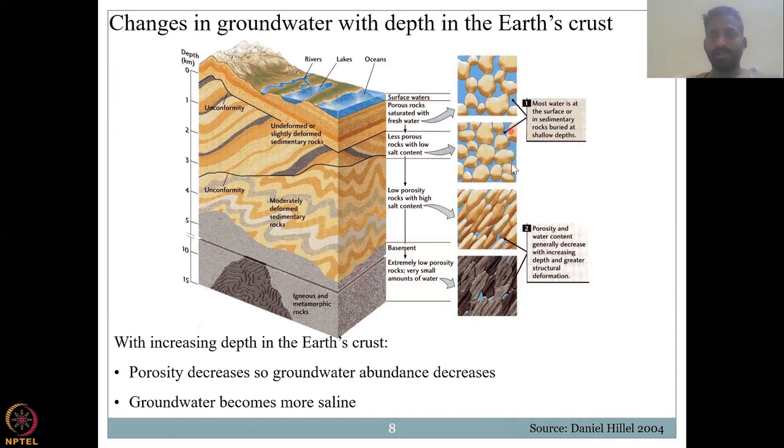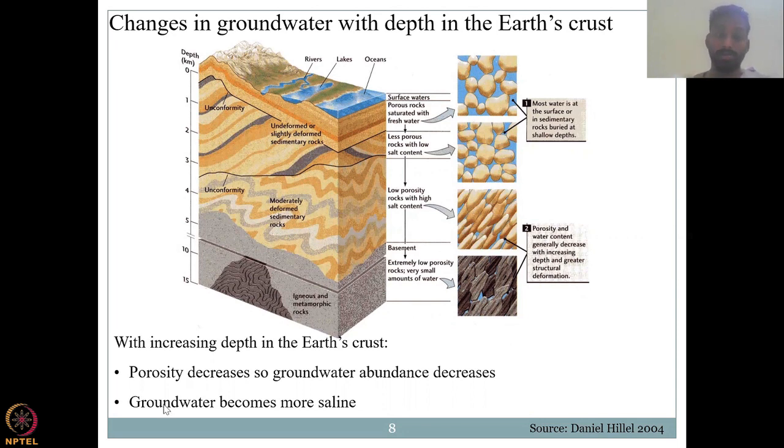So here you see the potential decreasing from the top to the bottom, and the bottom has the least potential. So what do we have here? With increasing depth in the Earth's crust, porosity decreases, the space between the solid materials and the sediments. So groundwater occurrence and abundance decreases.